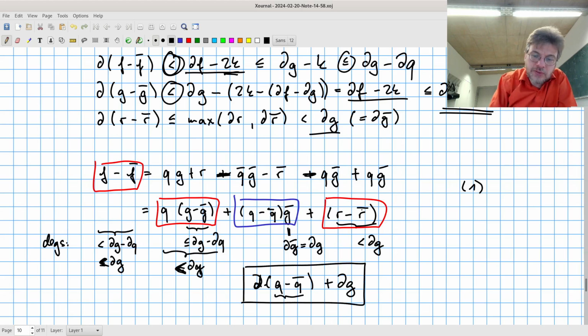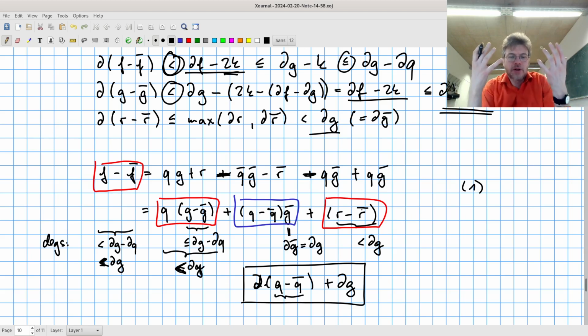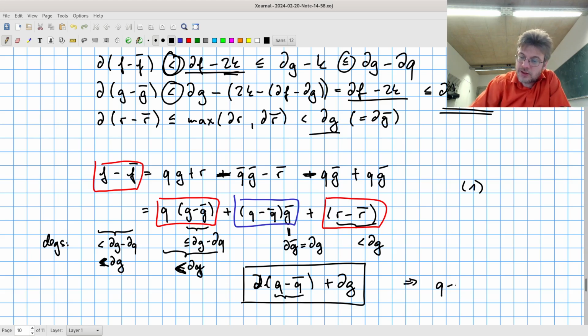But it doesn't match with the red ones, because the red ones together, if you bring them on one side, all the red ones on one side and the blue one on the other side, then you have an equation that says something that has degree less than the degree of g is equal to something that has degree more than the degree of g, and this of course cannot be. So the only possibility is that q and q bar are equal, or the difference is 0. And that's what we wanted to show. We wanted to show that they are equal.